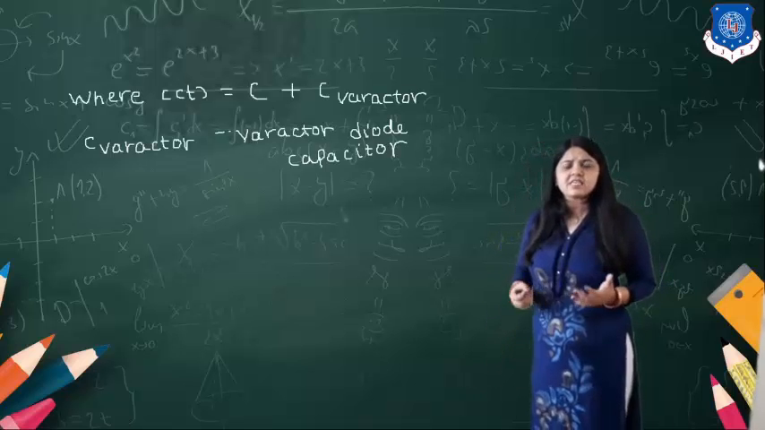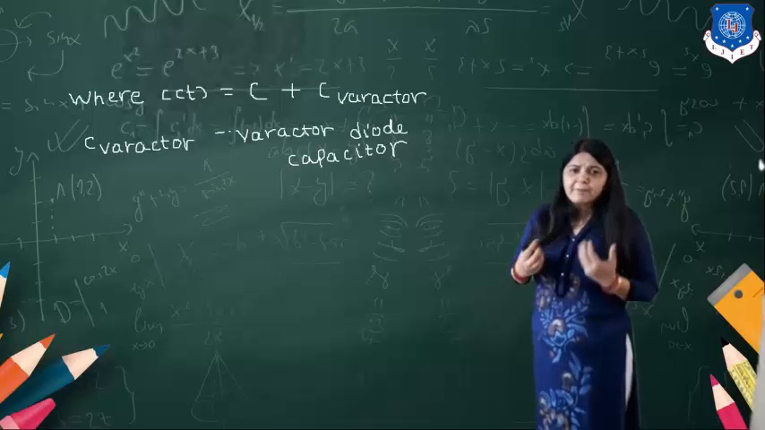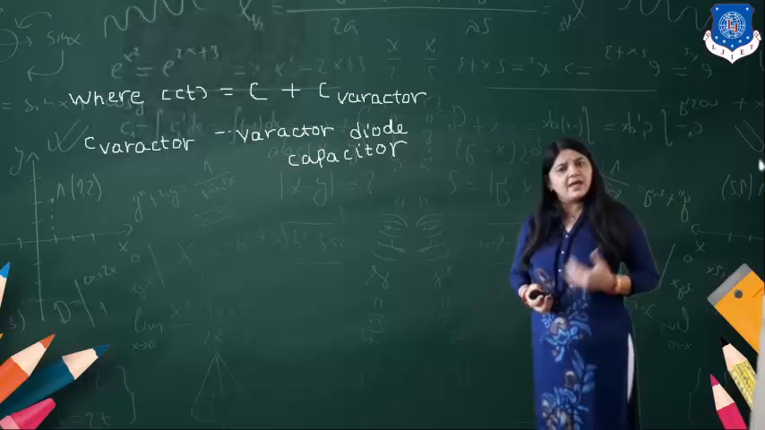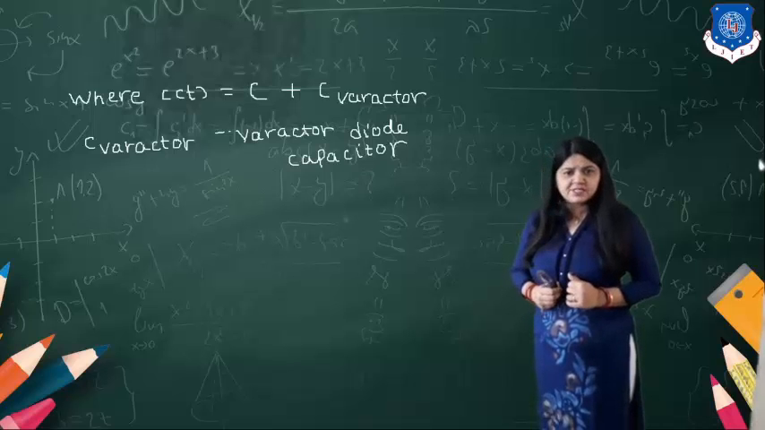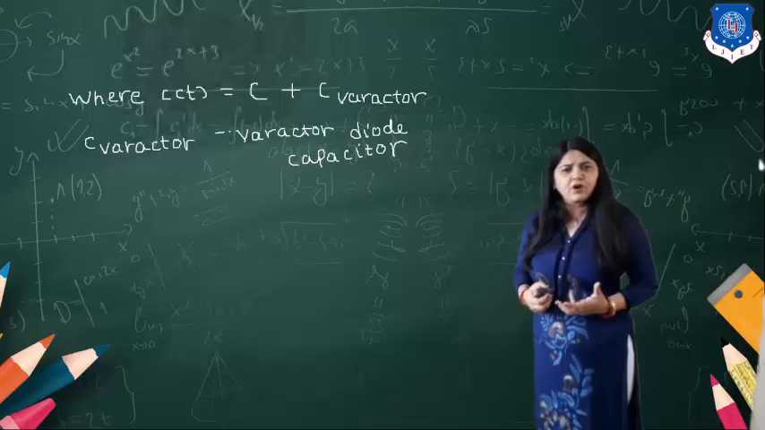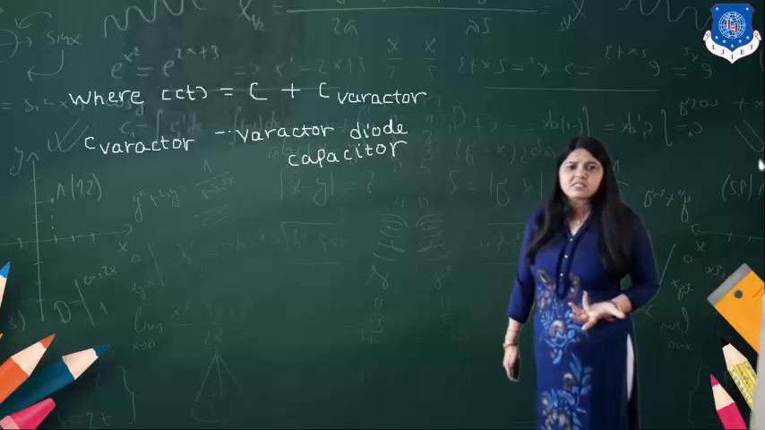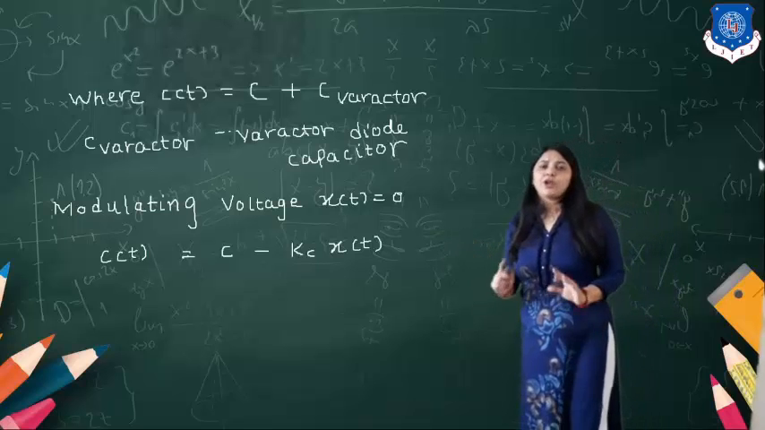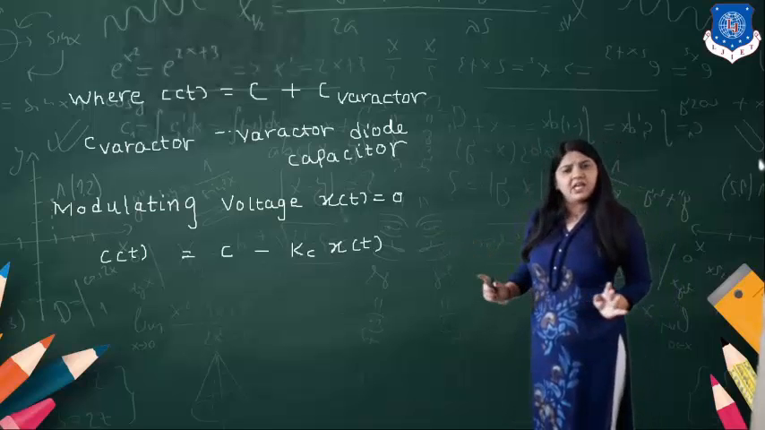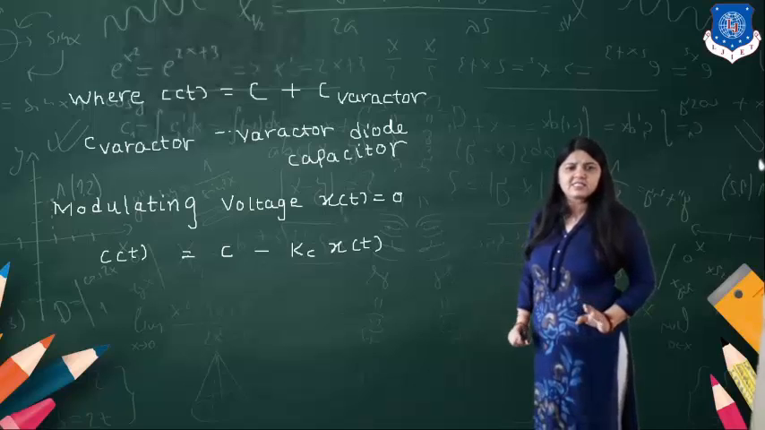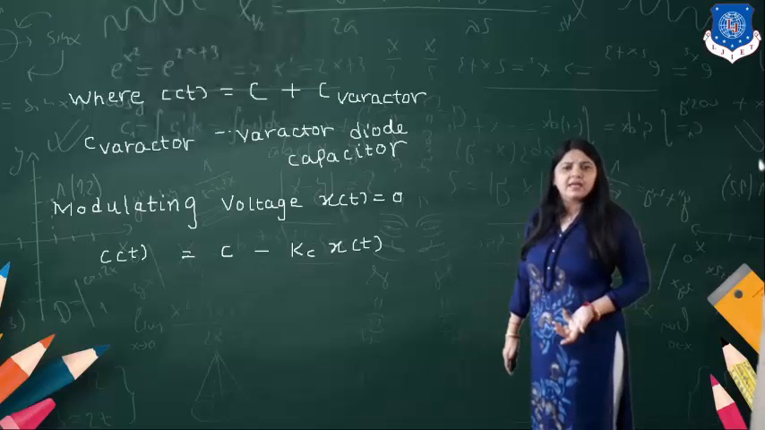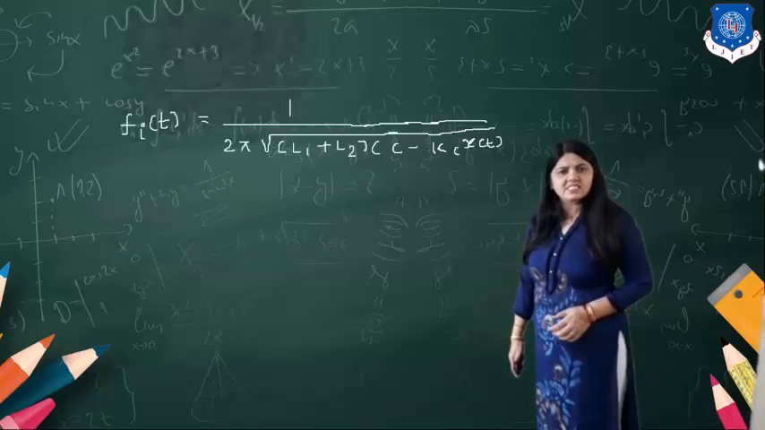So now this CT value, that's the capacitance for the varactor diode and the tuned circuit capacitor. So what is your equivalent value for that CT? It's C plus C varactor. So now if the modulating signal is 0, what could be the value of the CT? The CT value is C minus Kc into x(t).